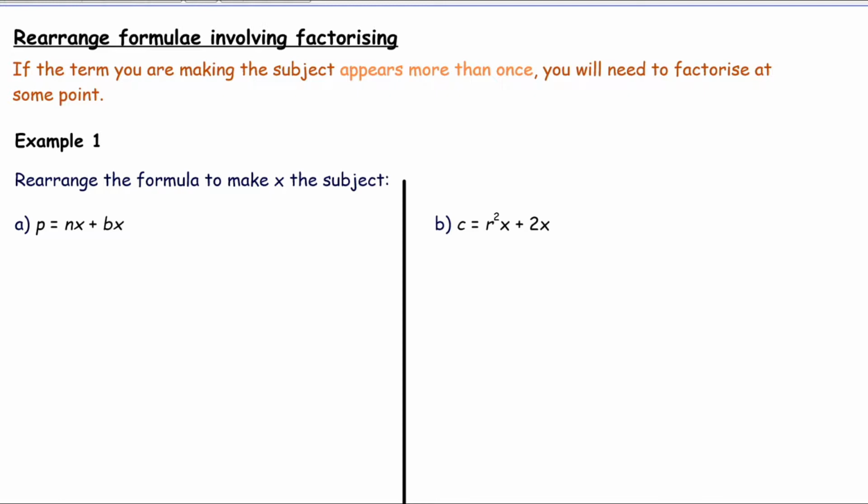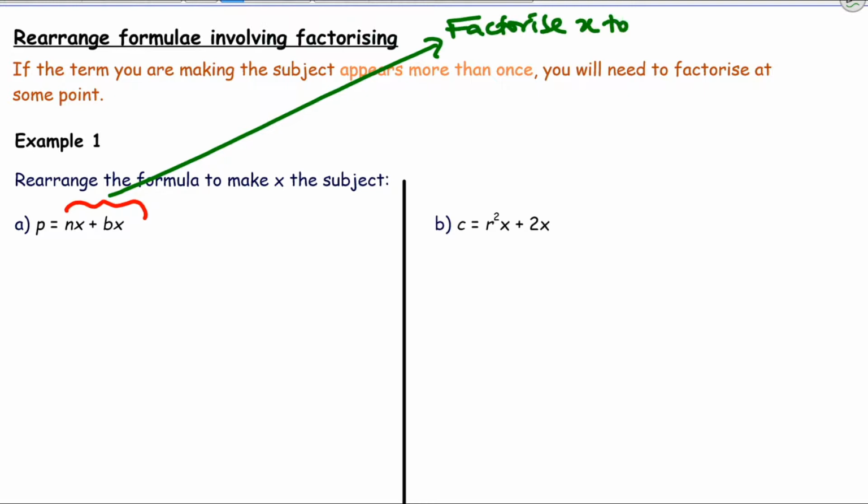So in example 1, we are required to rearrange the formula to make x the subject. Now, what I'm going to do is to factorize x. So I'm going to factorize x to make x appear only once, because that's the only way we can be able to make x the subject.